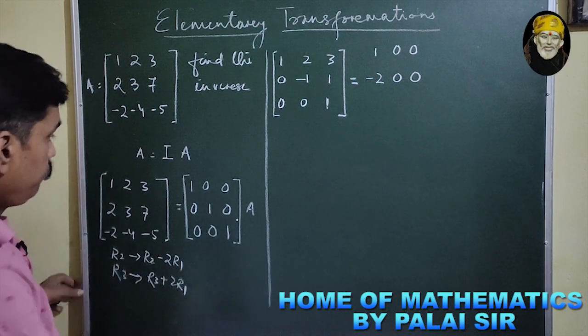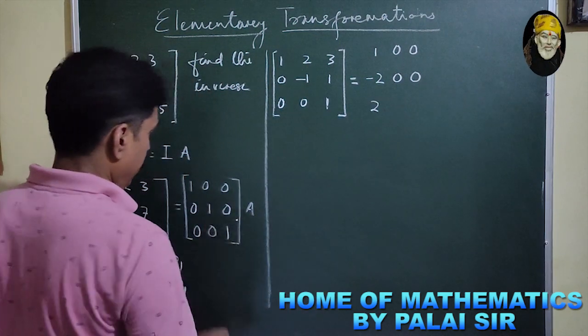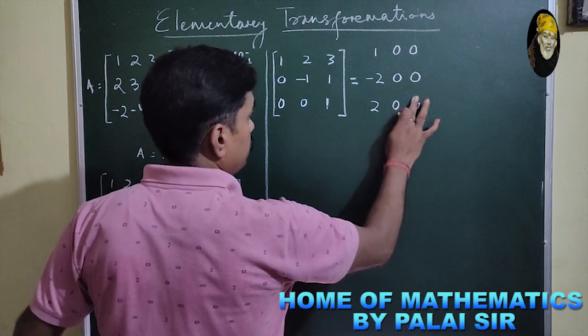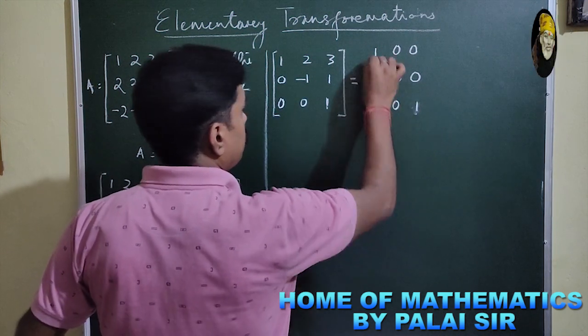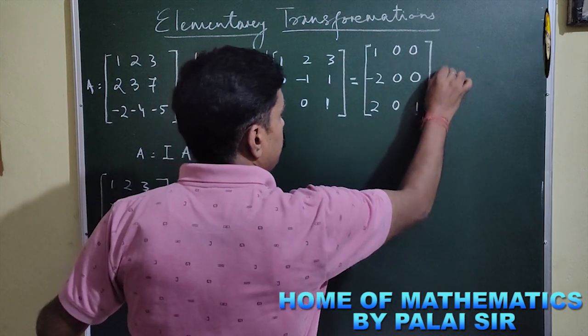So what you will get? You multiply 2. 0 plus 2, then its value is 2. And here it is 0. And here it is also, sorry, this is your 1. This into A.